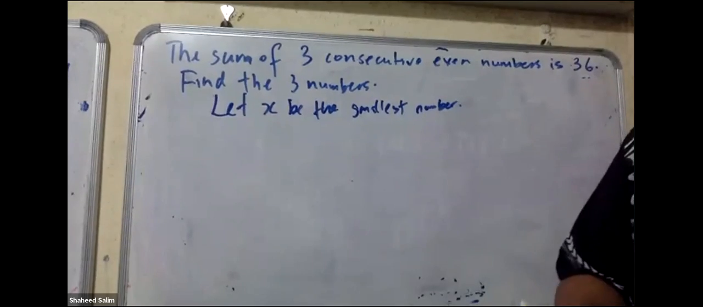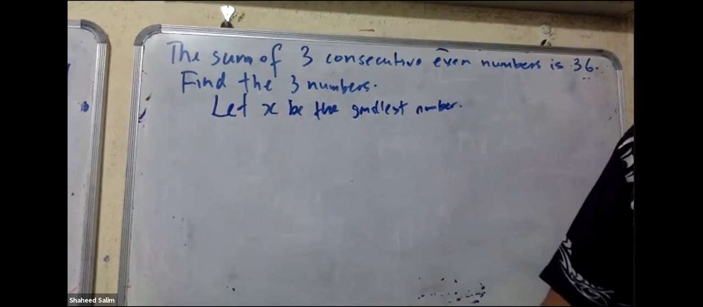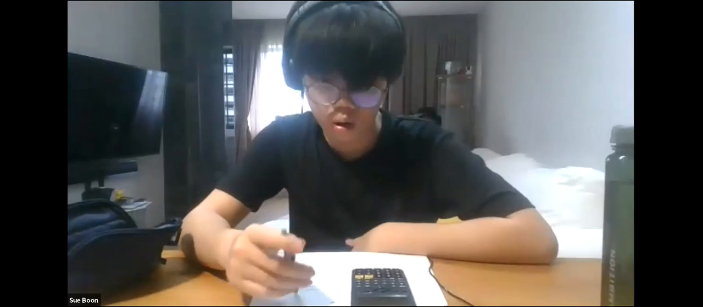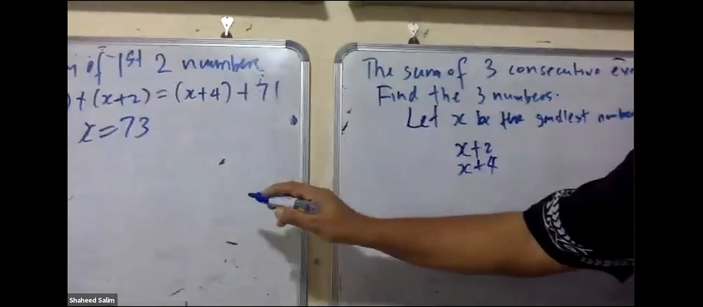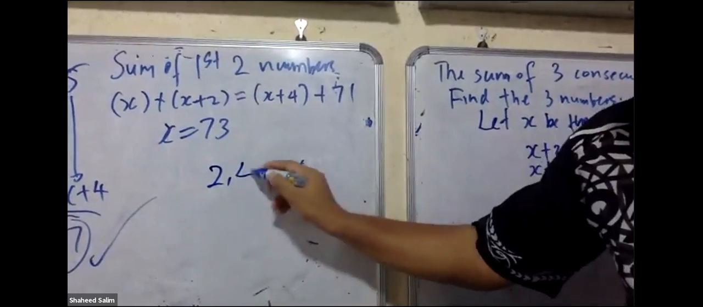So what's the next two numbers? If x is the smallest number, the next number will be x plus what? 2. Yes, x plus 2. Then the next one will be x plus 4. Let us test. You give me an even number. 2. Okay, yeah. 2, 4, 6.